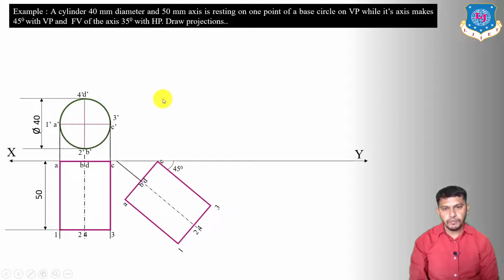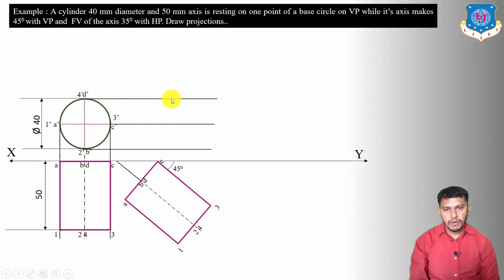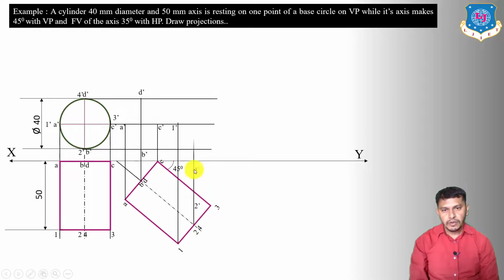Now we have to draw the front view, and to draw the front view we have to draw the locus and the projections. So from this figure we will draw the locus. This will be the locus of 4D, this will be the locus of 1A and 3C, and this will be the locus of 2 and B. Now draw the projections from the base and the top face from the top view. This will be A dash, this will be B dash and D dash, this will be C dash. Now we have to draw the projection of the top face also. So this will be 1 dash, 2 dash, 4 dash and 3 dash.